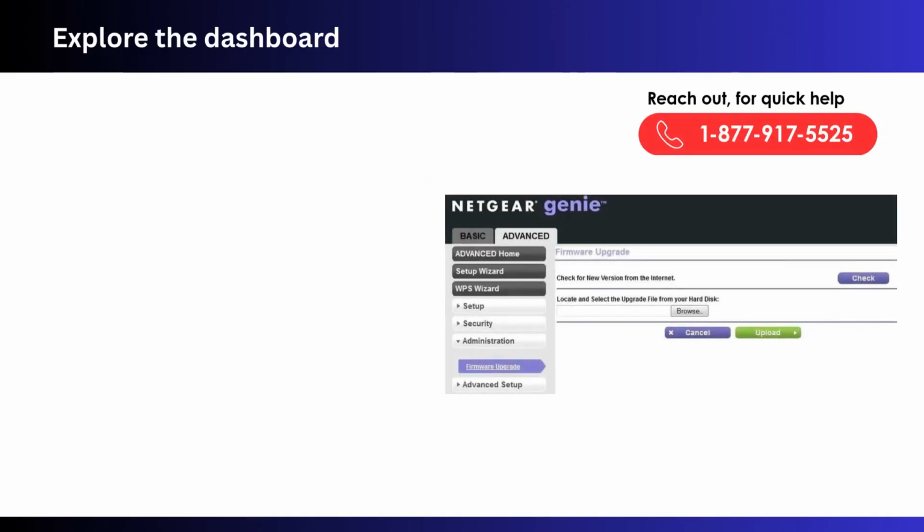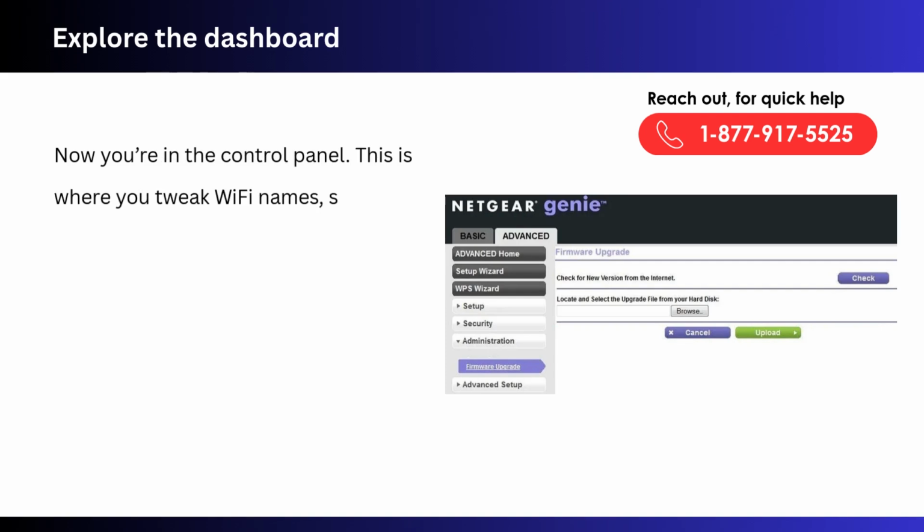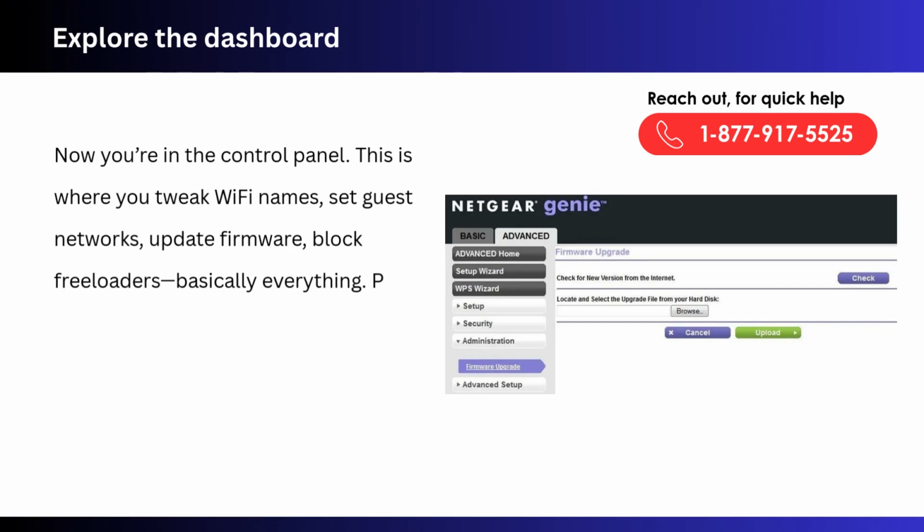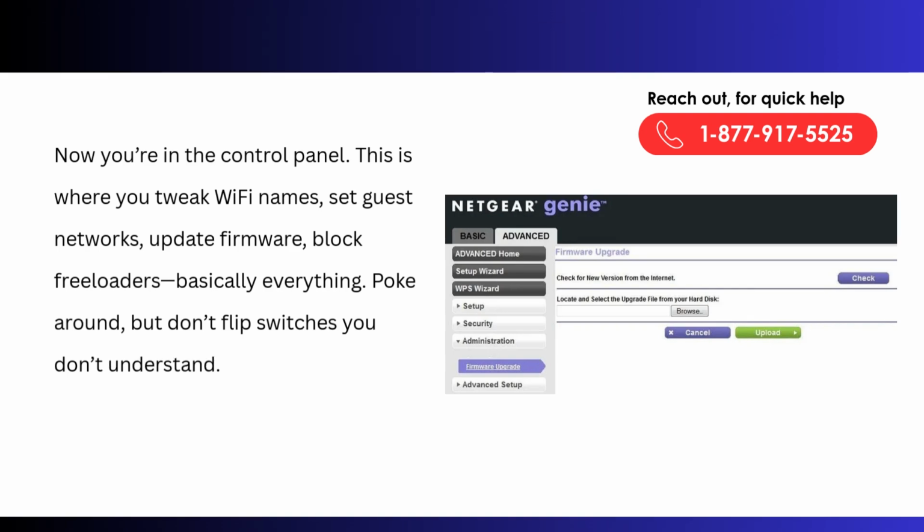Explore the dashboard. Now you're in the control panel. This is where you tweak Wi-Fi names, set guest networks, update firmware, block freeloaders, basically everything. Poke around, but don't flip switches you don't understand.